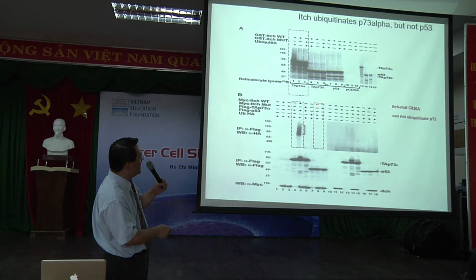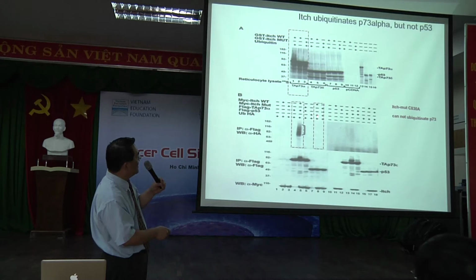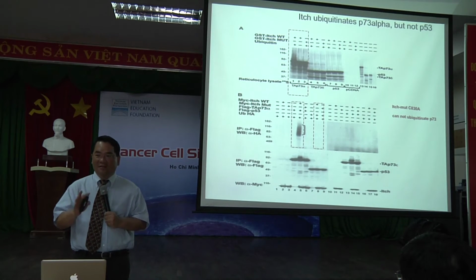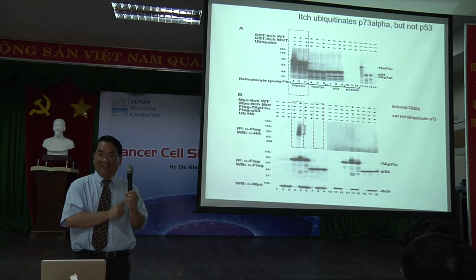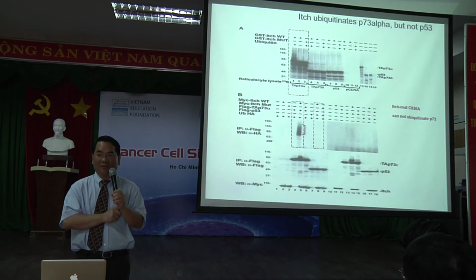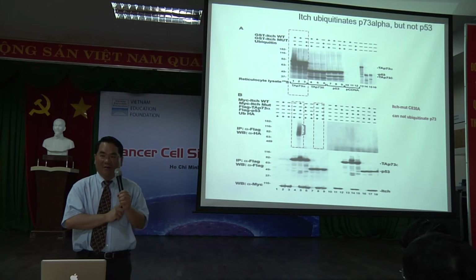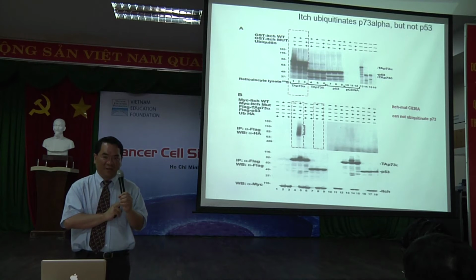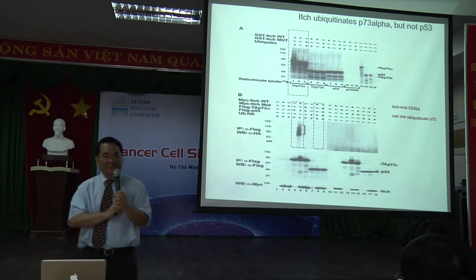If you look at the each, okay, let me see the P53, where is P53? Each plus P53, no ubiquitination. Very specific. Okay? We see our cell just like a little universe, so much we don't know. And these different E3 ligases recognize different types of substrate. Each recognizes P73 alpha, but not P53.